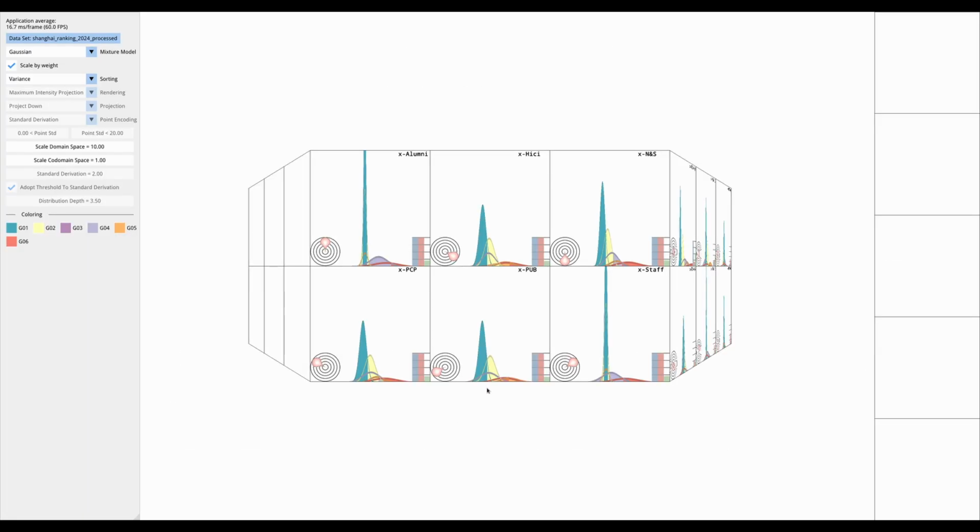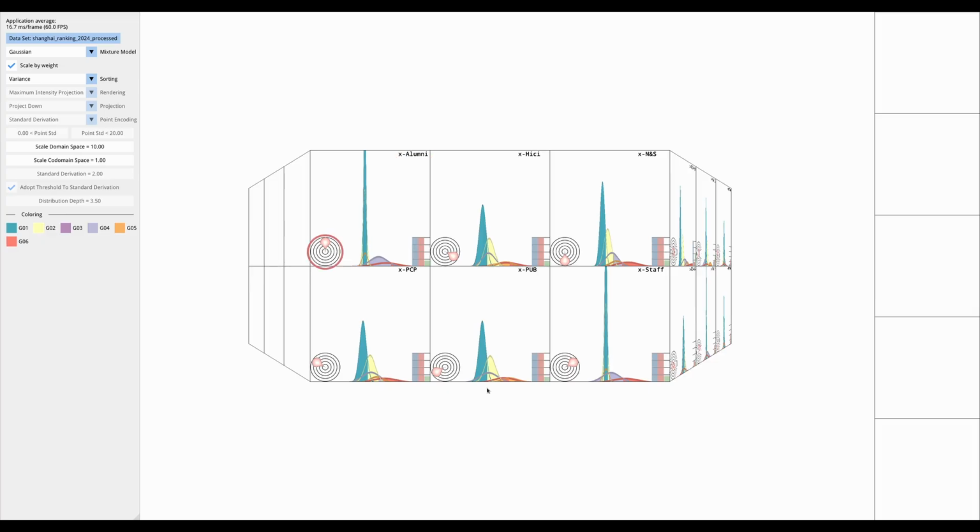We are now demonstrating our tool on the Shanghai Ranking 2024 dataset. The ranking evaluates the quality of 1,000 universities. The final score is the weighted sum of 6 categories. These categories can be found on the first facet of our prism. For example, the token alumni stands for Alumni Awards.